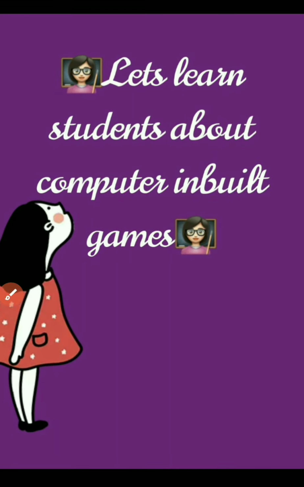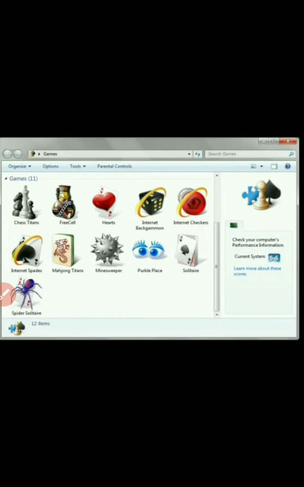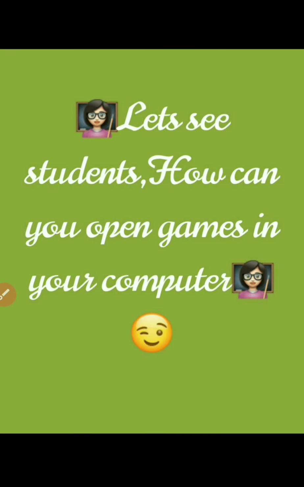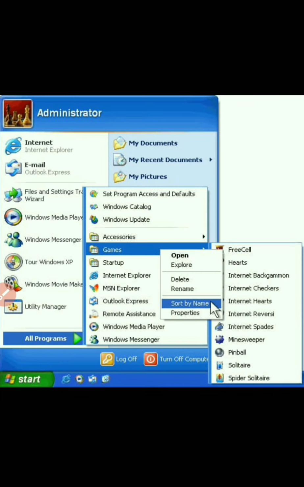Now let's learn about computer's inbuilt games. The Microsoft Windows has a number of inbuilt games. You play these games by clicking the desired option. Some of the games present in Windows are Purble Place, Hearts, Chess Titans, Internet Spades, etc. Now let's see how you can open a game in your computer.